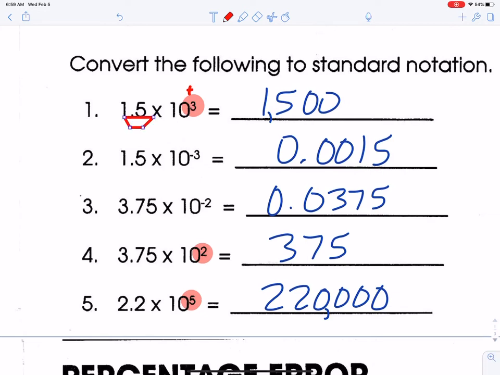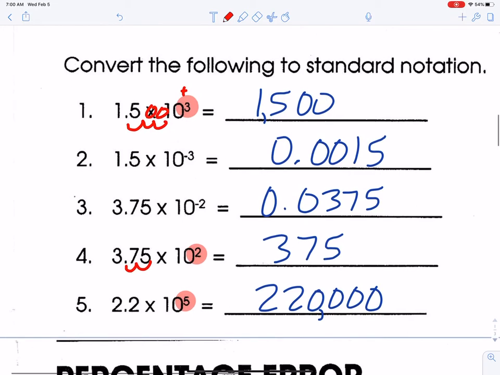1, 2, 3, and so I have to add in those zeros. If I'm 2, I've got to go 1, 2. So 375. If I'm 5, I've got to go 1, and then 2, 3, 4, 5. In each of those gaps, I have to add zeros to get that 220,000.